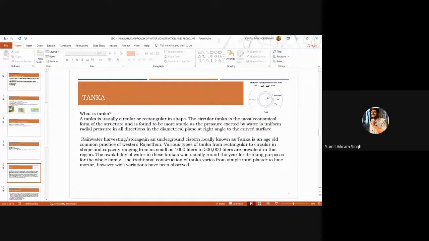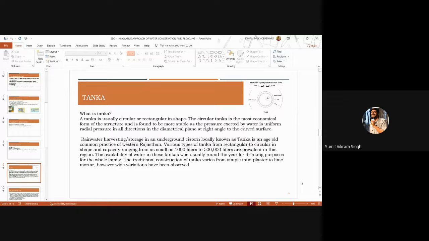So coming to Tankas, what is Tanka? The first question in mind will be this only, what is Tanka? So a tanka is usually circular or rectangular in shape. The circular tanka is the most economical form of the structure and is found to be the most stable, as the pressure exerted by the water is uniform, a radial pressure in all directions in the diametrical plane at right angle to the curved surface.